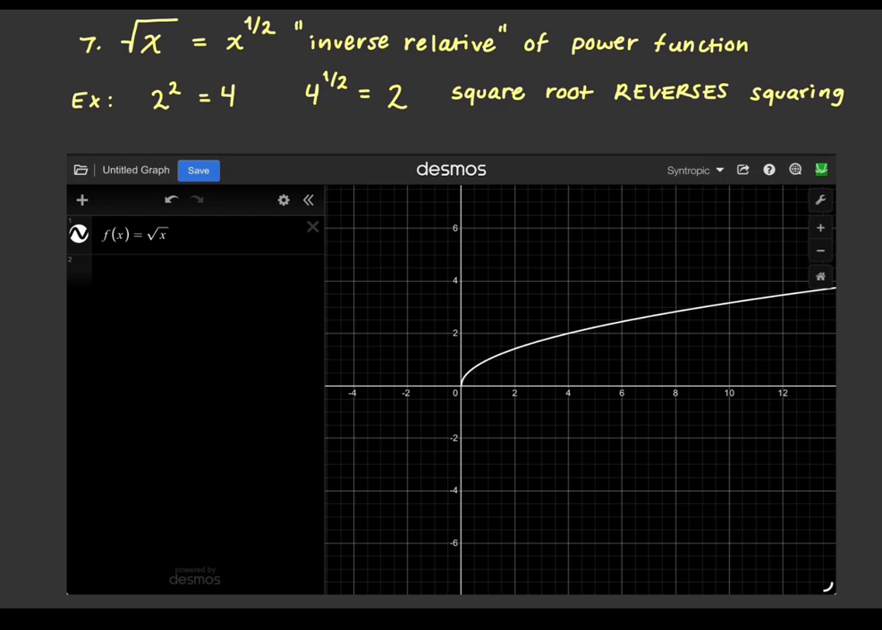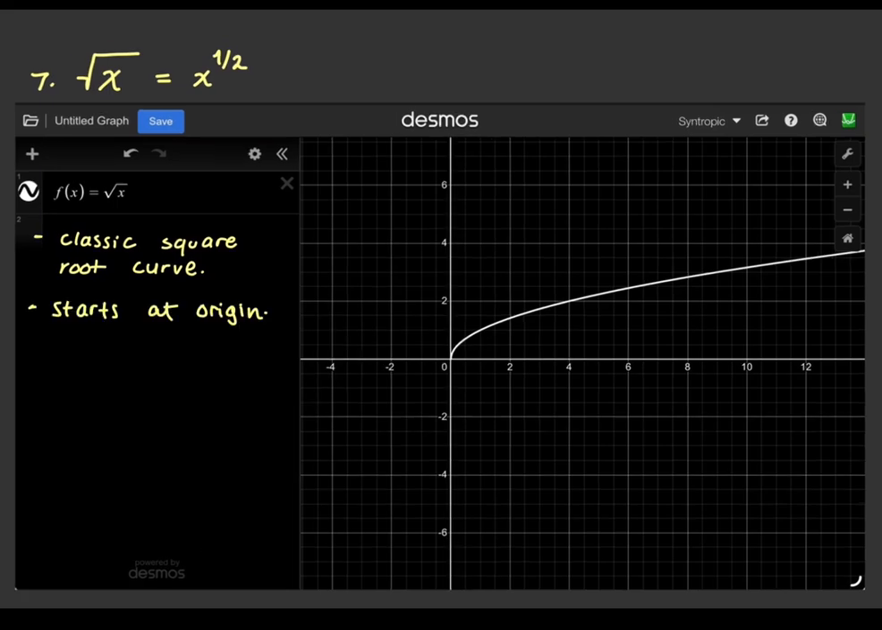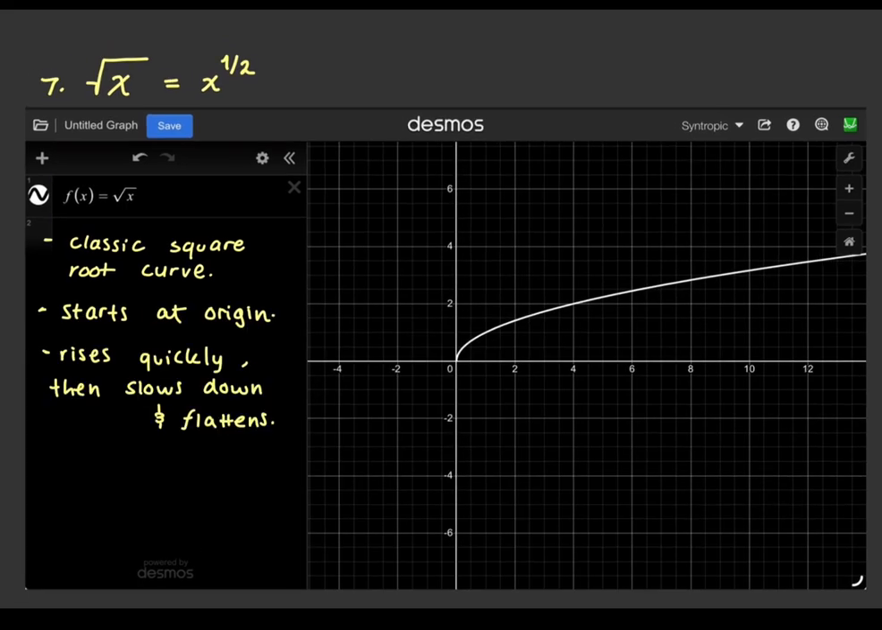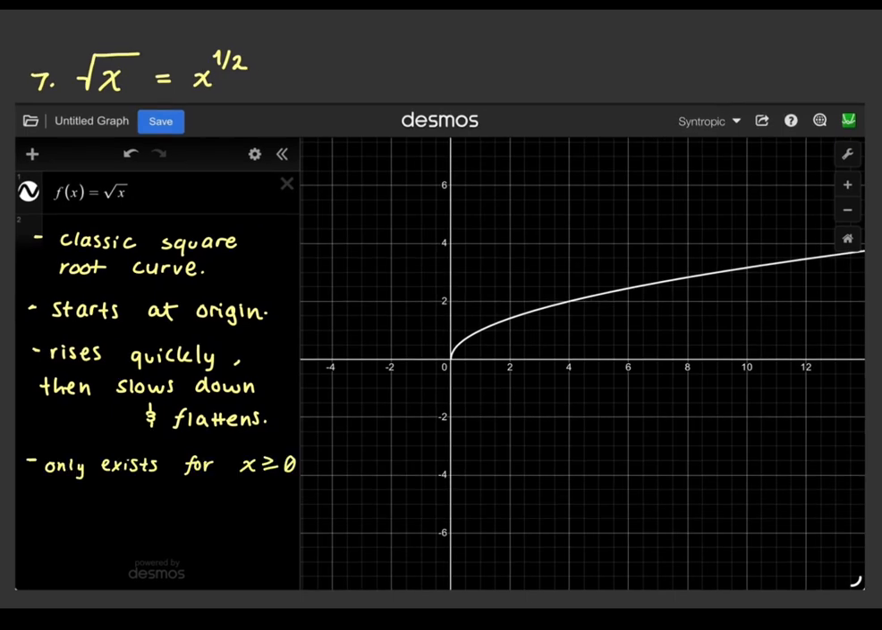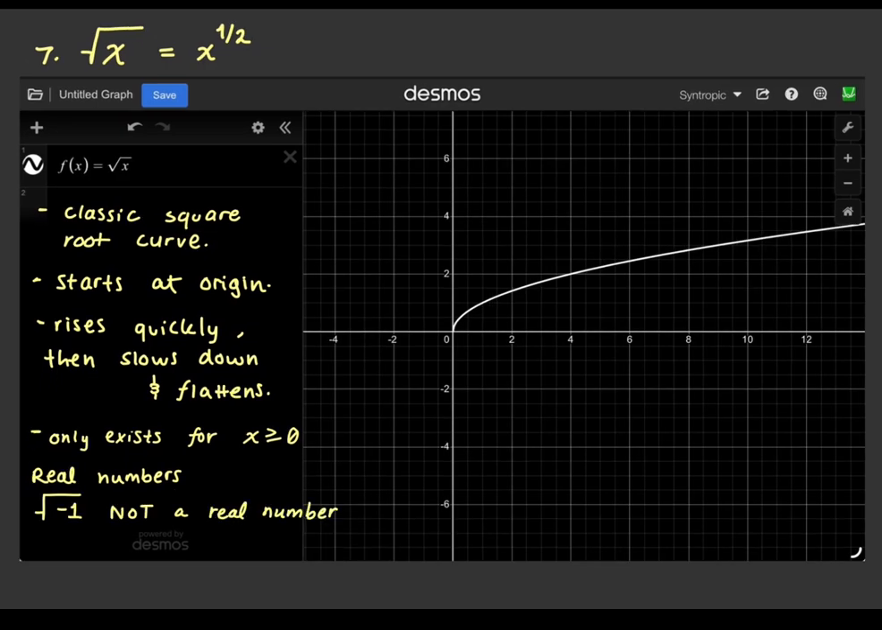The square root reverses squaring, so x raised to the power of a half is the classic square root curve that starts at the origin and rises quickly, but slows down and flattens, and it only exists for real numbers, that is, x equal to or bigger than 0. And the square root of negative 1 is not real and therefore it has no line.